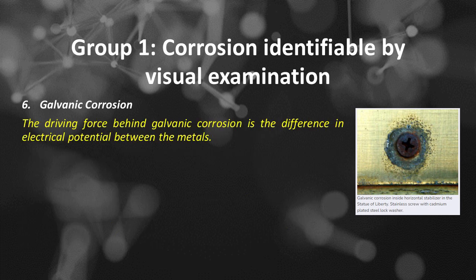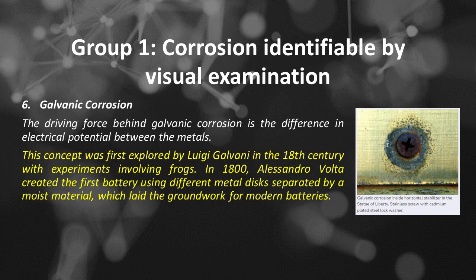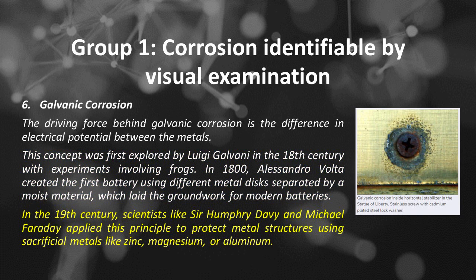The driving force behind galvanic corrosion is the difference in electrical potential between the metals. This concept was first explored by Luigi Galvani in the 18th century with experiments involving frogs. In 1800, Alessandro Volta created the first battery using different metal discs separated by a moist material, which laid the groundwork for modern batteries. In the 19th century, scientists like Sir Humphry Davy and Michael Faraday applied this principle to protect metal structures using sacrificial metals like zinc, magnesium, or aluminum.